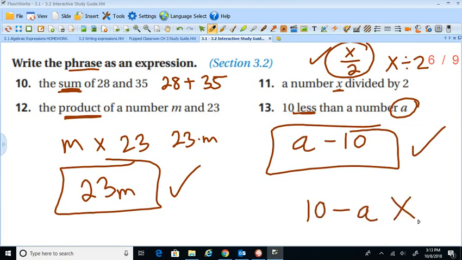Think of yourself on a number line. We're 10 less than the number a. So let's just say here's a. Where would you find 10 less? Well, you would find it behind it, backwards, 10 smaller than it. So we're going to start with a, take 10 away.